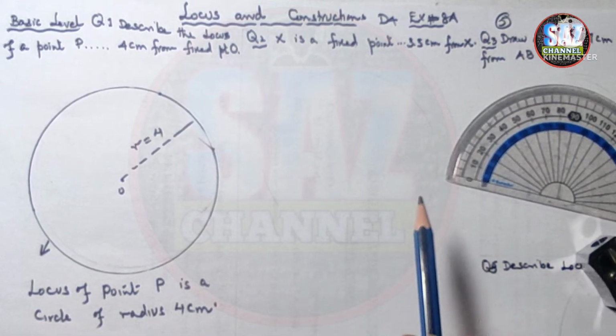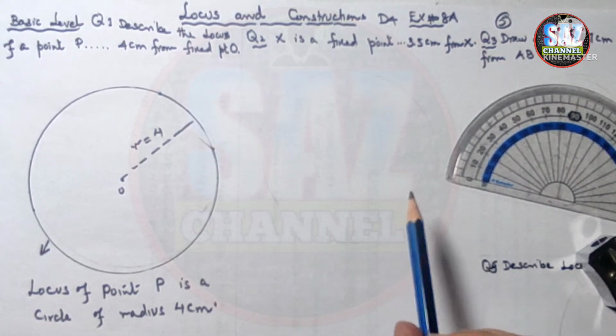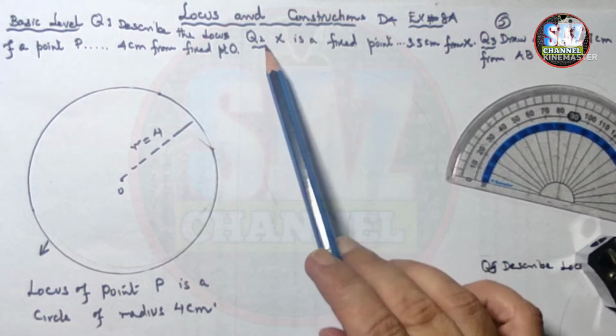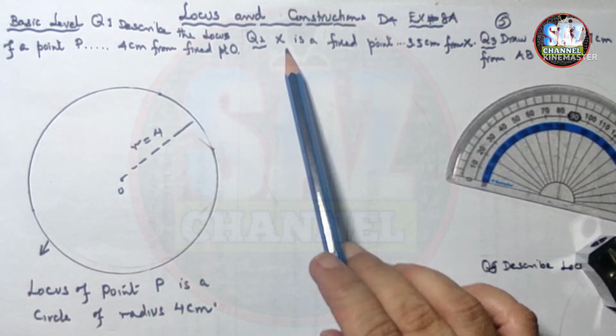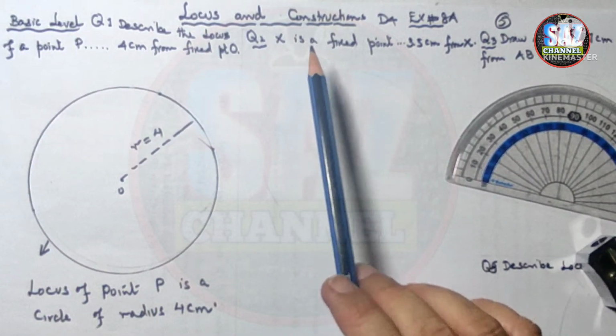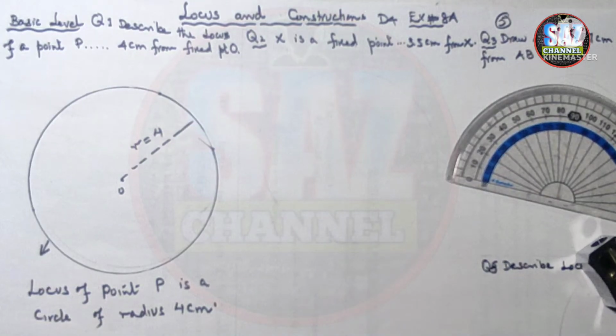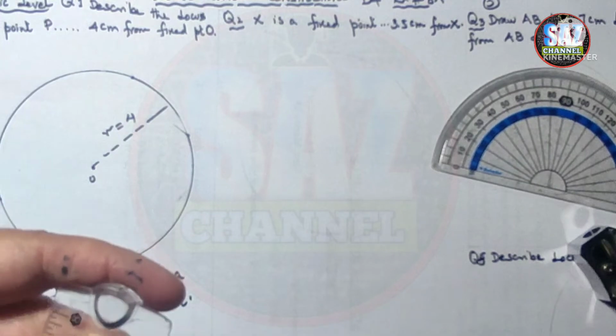So, what will X become? X will become the center of the circle. And what will be the radius of the circle? Radius of the circle is 3.5 centimeter. If the conditions are clear to my students, then these questions can be done easily.